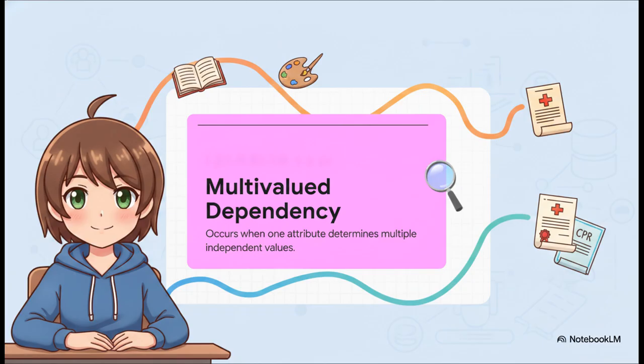Let's ground this in a simple analogy. Imagine a single student. That student can have many hobbies, like reading and swimming. That same student can also have many certificates, like first aid and CPR. Now, the hobbies have absolutely nothing to do with the certificates, right? They are completely independent of each other. Yet, they are both determined by who the student is.